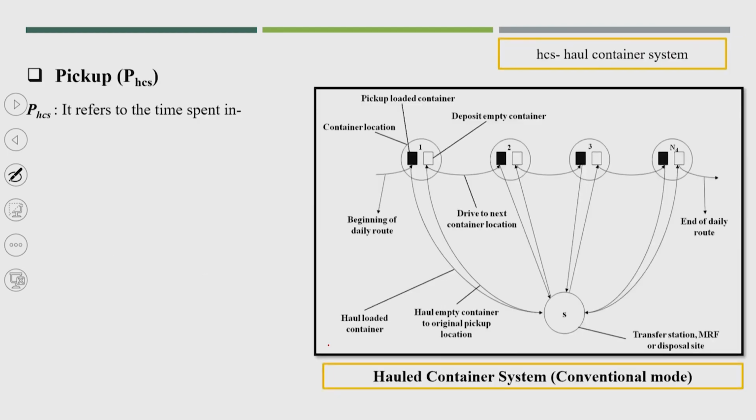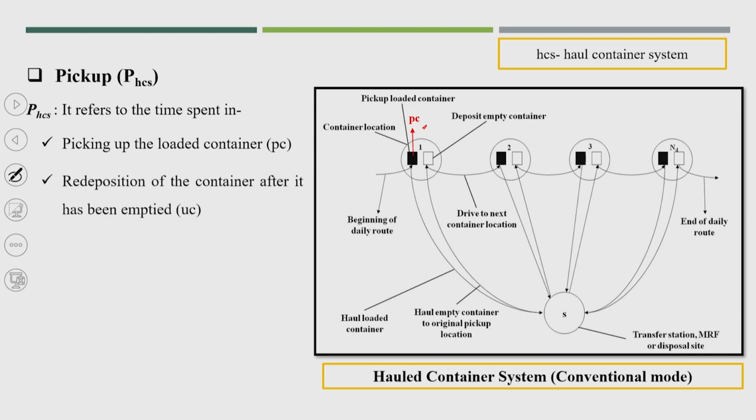So, you see here the first is the pickup time, denoted by PHCS. Here HCS is named Haul Container System. Now, this is the flow of the vehicle in the different locations. What is the pickup time or pickup unit operation? It is picking up a loaded container, which we normally call PC, picking up the loaded container.